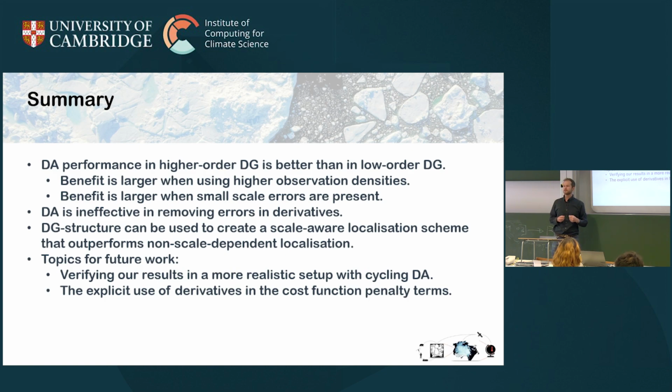So, in conclusion, the ability of DG models to resolve structures within the grid cells allows us to address some problems in data assimilation. We are able to effectively assimilate multiple observations, making better use of satellite sets. We get for free in these models an ability to set up scale-dependent localization. Unfortunately, we couldn't improve the derivatives. And of course, the next step would now be to transfer this into the actual CICE model.